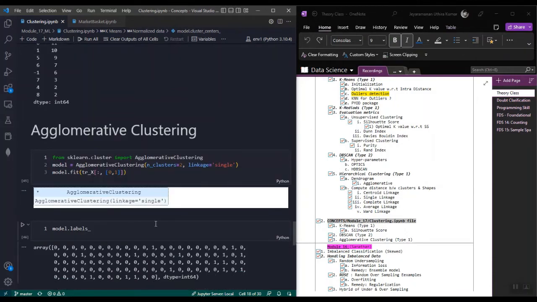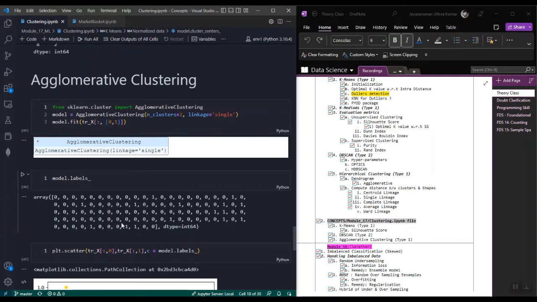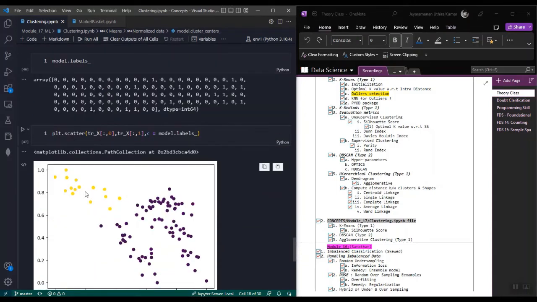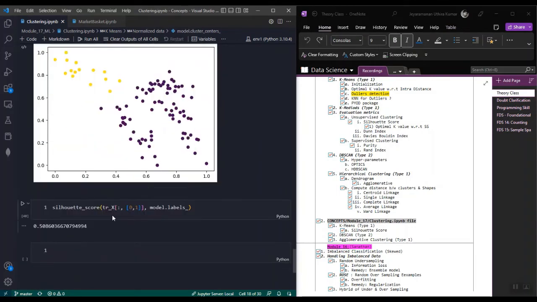In this case, as we have specified the number of clusters, it is giving only that number of clusters here. In K-means also we specified the number of clusters, right? In this case we are also specifying it, and we can see the difference. K-means was quite different from this. Okay, from the silhouette score, it is 50%. That means it is not performing as well as K-means here.